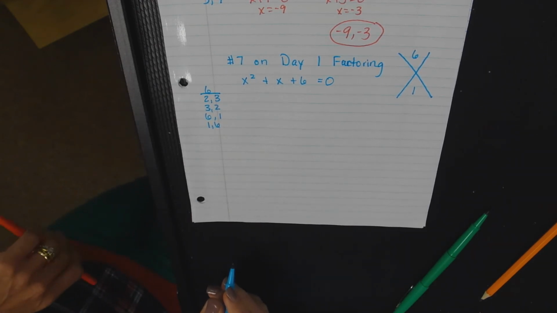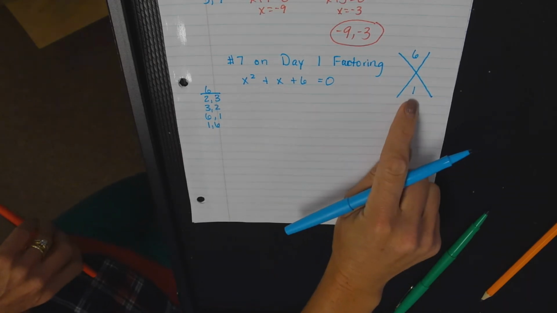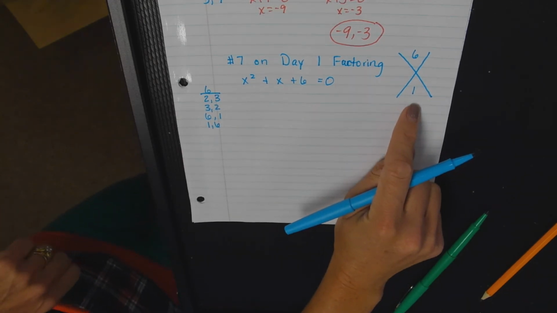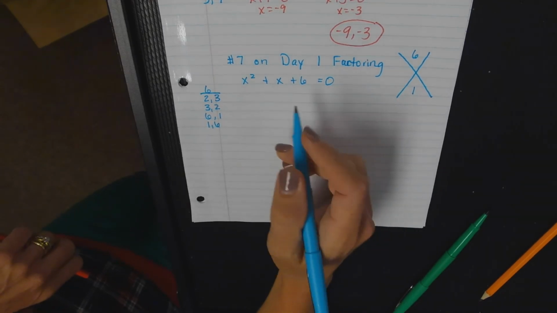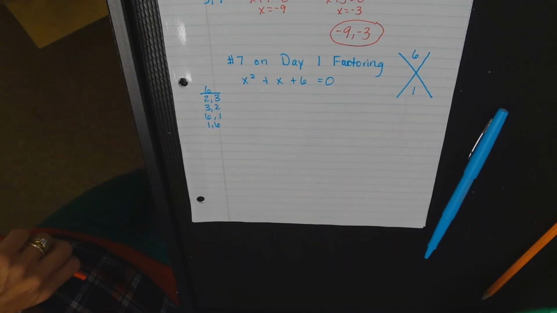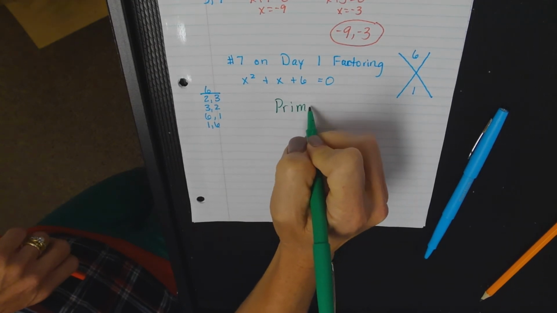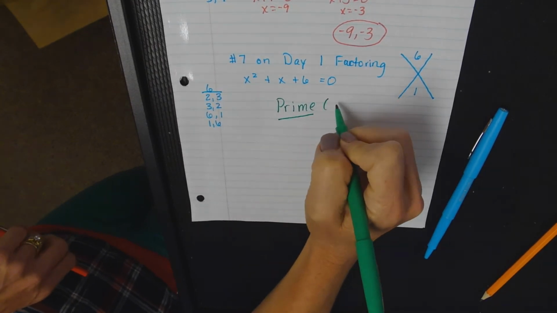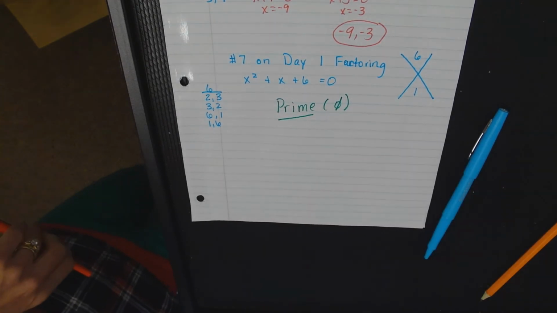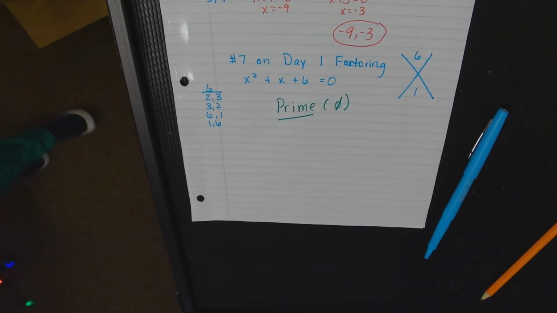-3 and -2, do those add up to be positive 1? No. No solution. Prime number. Good job.